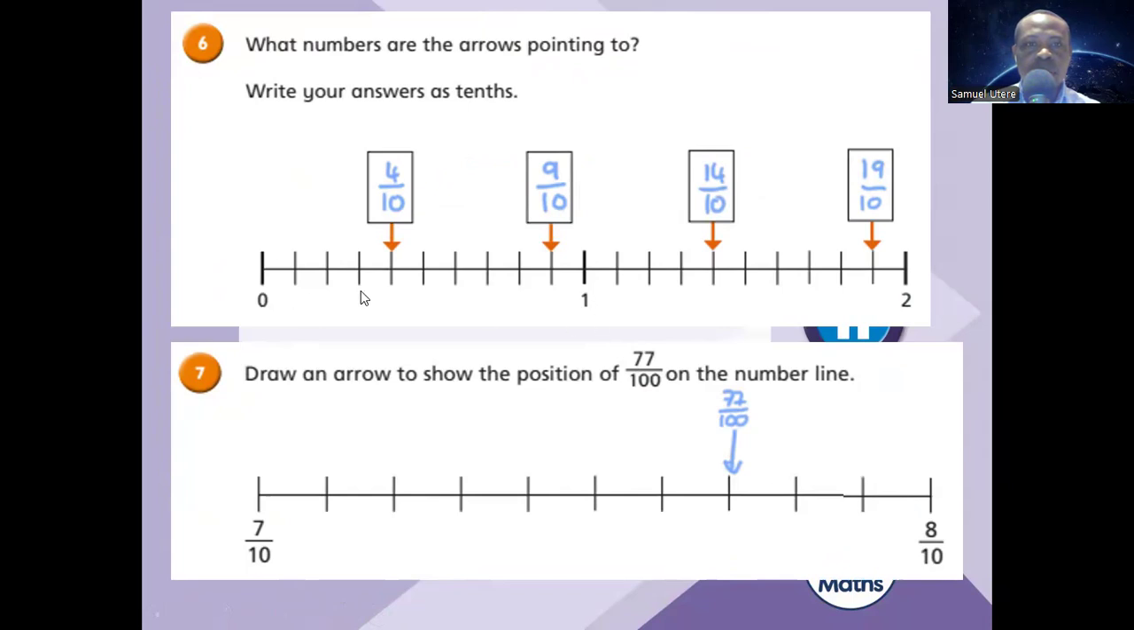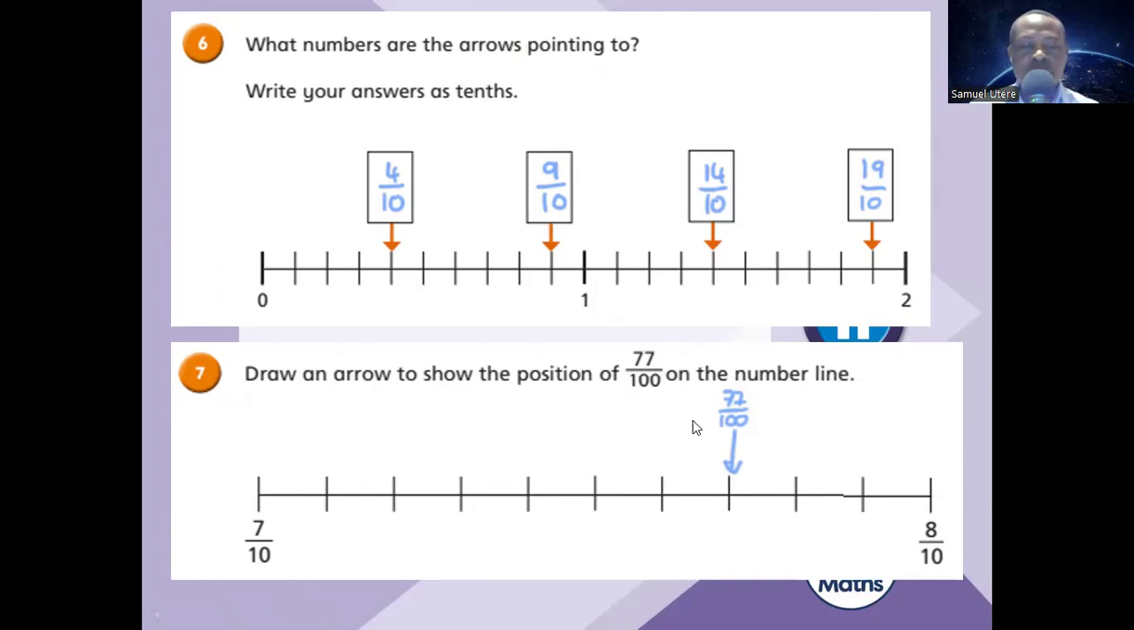So we know that between 0 and 1, we have 1, 2, 3, 4, 5, 6, 7, 8, 9, 10. We have 10 intervals. So by now, we should know how to represent these values as tenths. We get the value of each interval by dividing 1 by the number of intervals. So it's 1/10. So that will be 4/10 and that will be 9/10. This will be 14/10. Just making our progress in that fashion because this will be 11/10, 12, 13, and then that one will be 19/10.